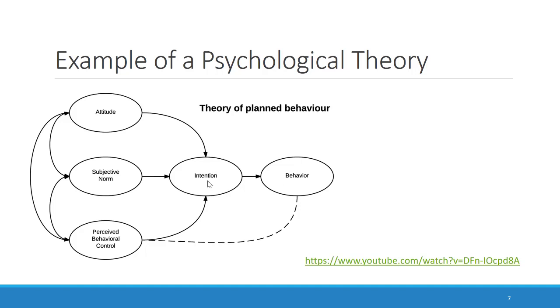Now let's take a step back further. What leads to intentions? Well, the theory of planned behavior states that what leads to intentions can be categorized into three categories. The first is attitudes. This would say that our attitudes about something would predict our intentions to engage in that something.